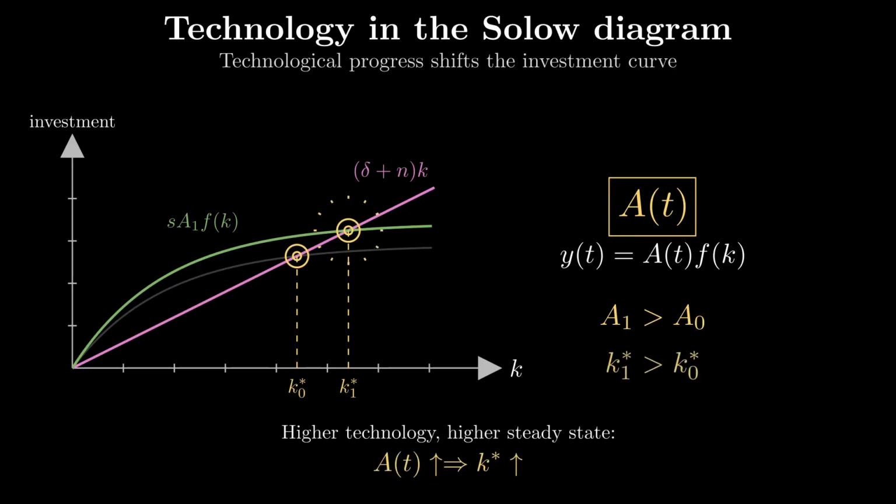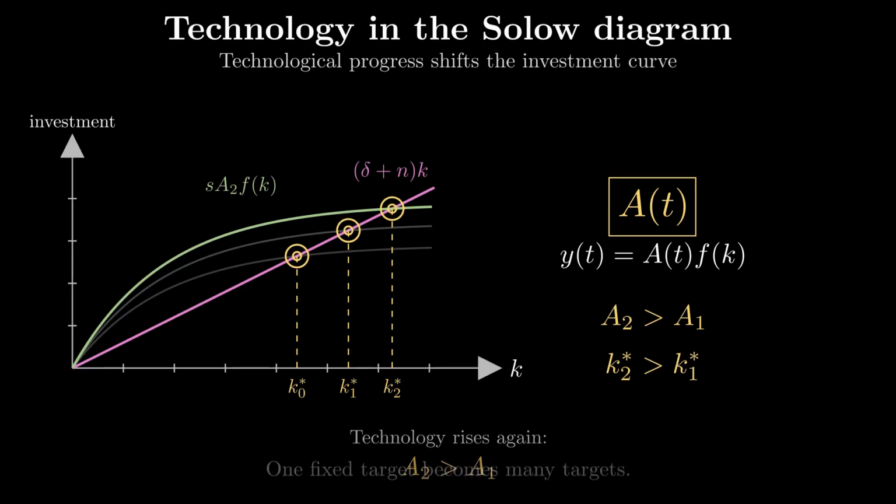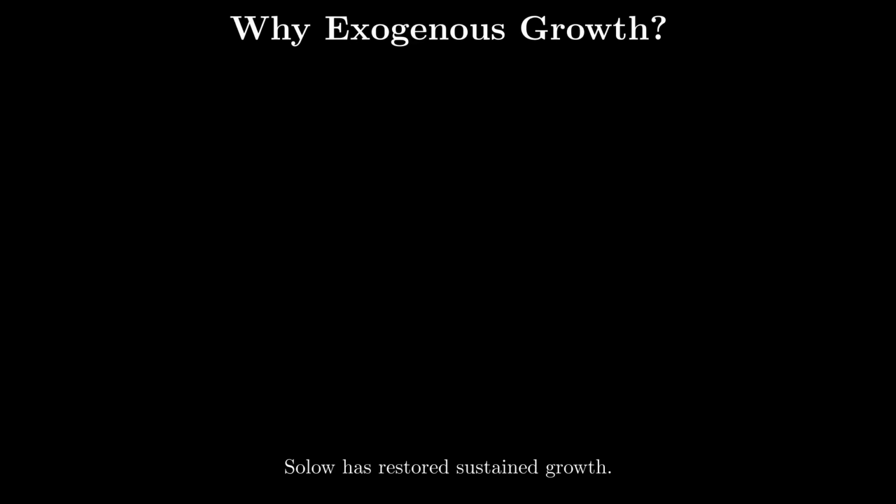A higher technology level supports a higher capital stock per worker. If technology rises again, the curve shifts upward again. The economy is not just moving toward one fixed target anymore. It is chasing a moving target created by technological progress. And this is why technology can keep the growth process alive. So, Solow has now restored sustained growth.